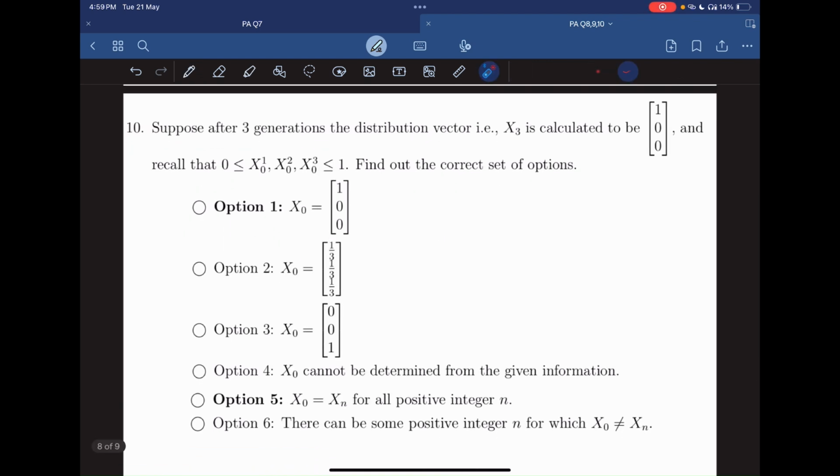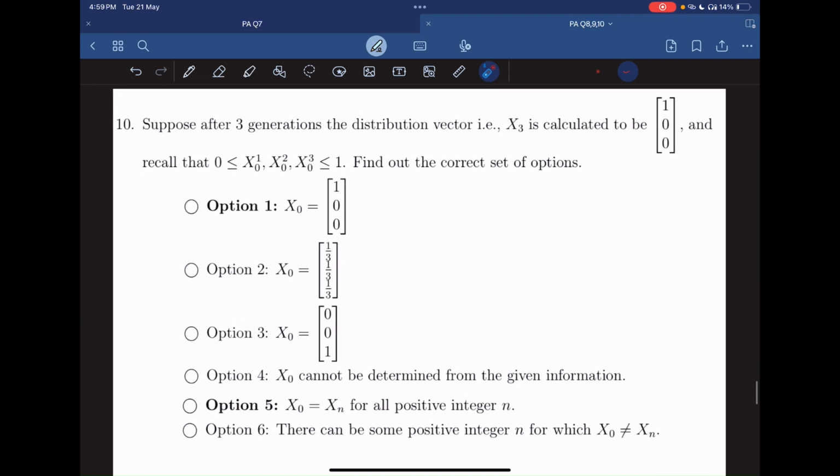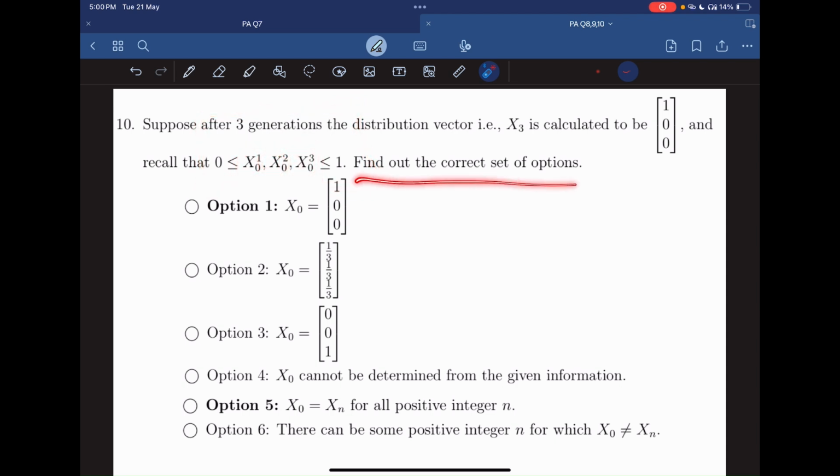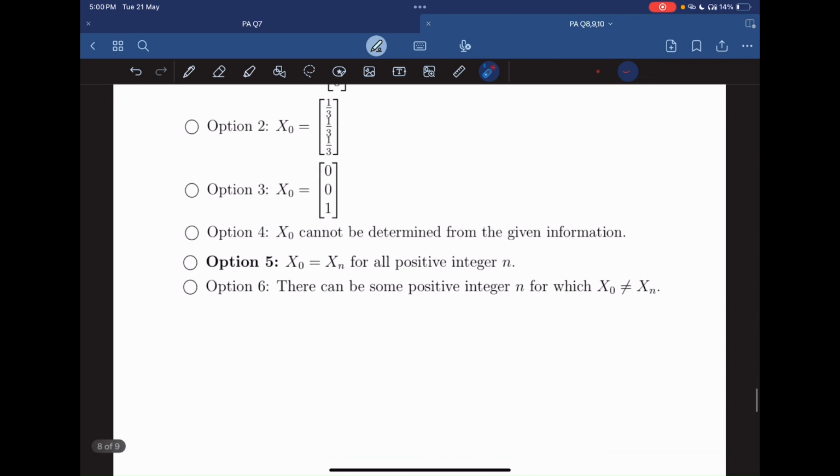Now let's solve the last question. That is question number 10. Suppose after 3 generations, the distribution vector x3 is calculated to be (1, 0, 0), and recall that 0 is less than or equal to x01, x02, x03 is less than or equal to 1, as these basically denote the probabilities, and probability always lies between 0 and 1. Find out the correct set of options.